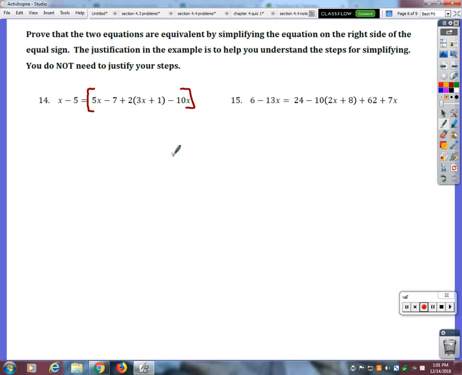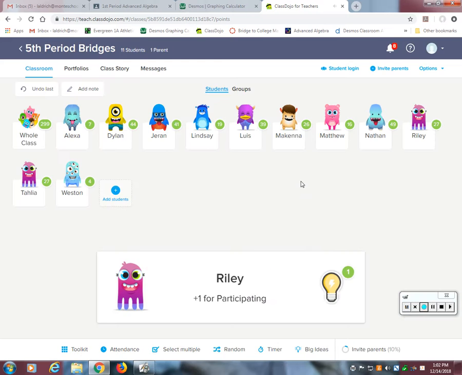Okay, so 5, what? No, 5x minus 10x is, hold on just a second, we'll talk about that in a second, is what? Negative 5x. Okay, so that gives me negative 5x minus 7 plus 2 times 3x plus 1. You're right, there is a 3x here, but I can't do anything with that yet because it's locked up inside these parentheses. Okay, so we're going to have to deal with that.